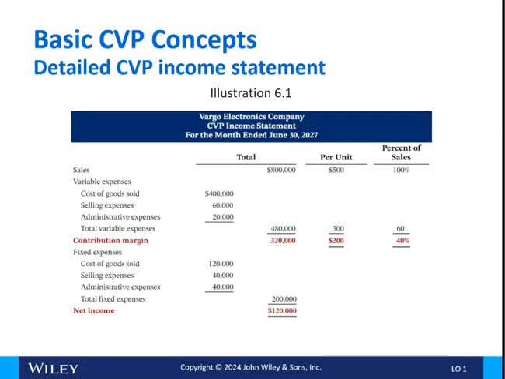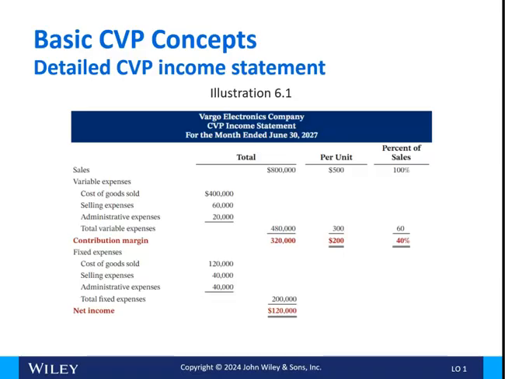So here's an example of one for Vargo Electronics. We list our variable costs, which is cost of goods sold, some selling expenses typically, some administrative expenses could be variable as well. So we have total variable costs, and then we have our contribution margin. And then as you can see on the right side, we have it per unit. So sales, variable expenses, and contribution margin all per unit. And then the percent of sales. So we can get our contribution margin ratio, which in this case is 40%.